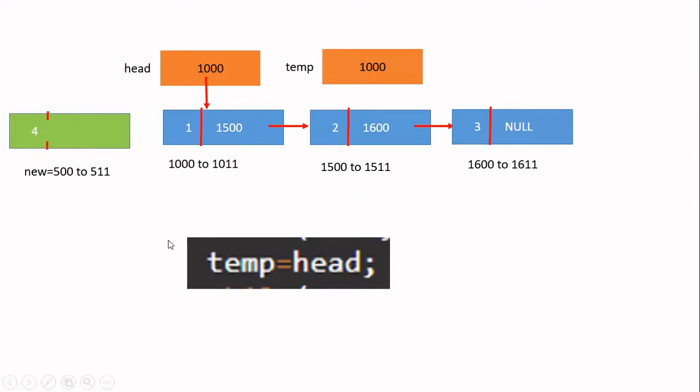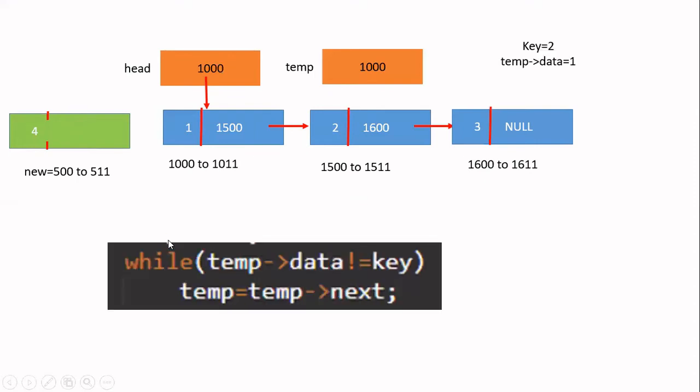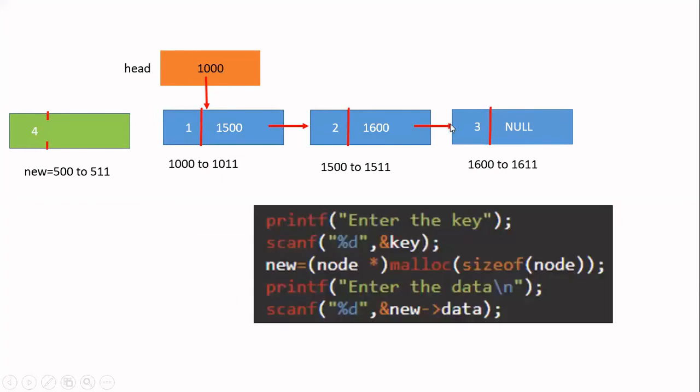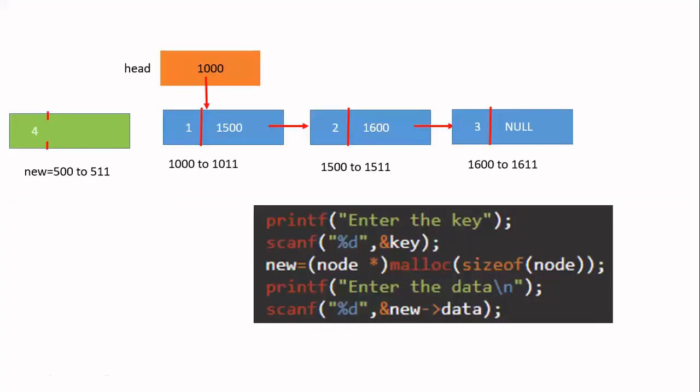So I want to add this 4 after 2. Okay. After this 2, I want to add 4. Now let us see the steps. So what I'm telling in the insert middle, I will tell after what value you want to insert the new node. Right. So now first I have to create the new node. Before creating the node, I am getting after which key value I want to insert the new node. So from the user, I am getting the key value. Here user will type, if you want to insert after this 2, user will type key as 2.